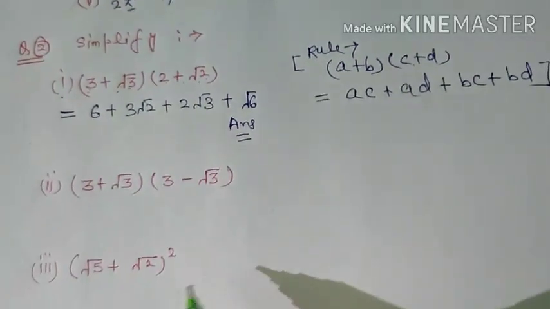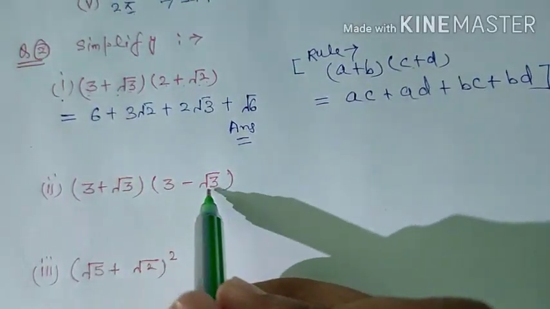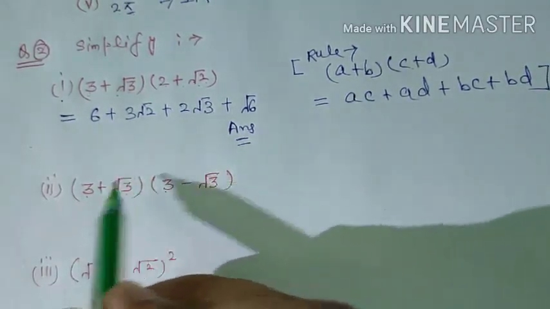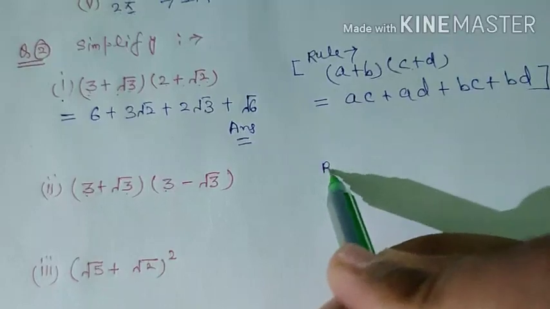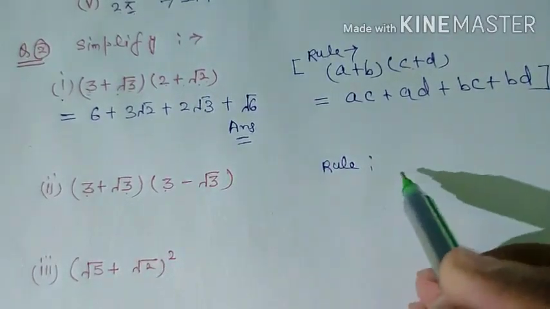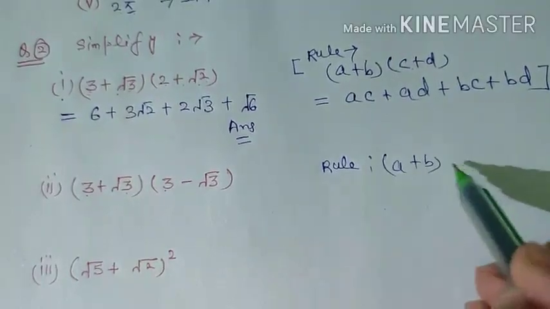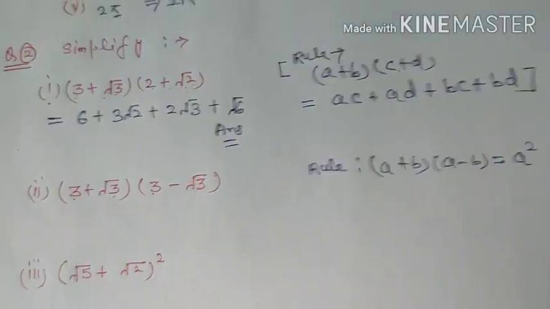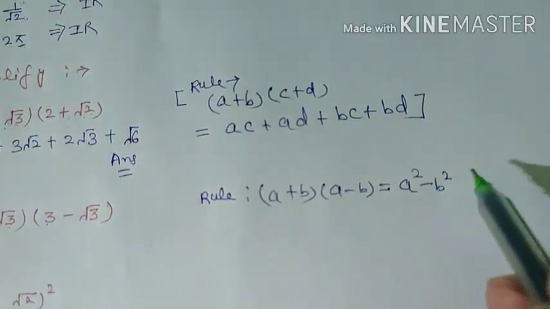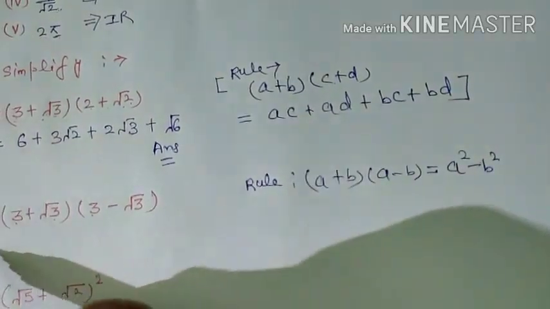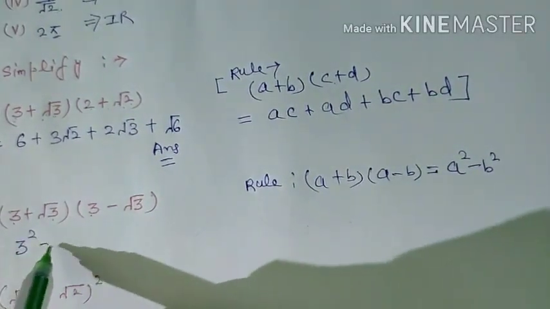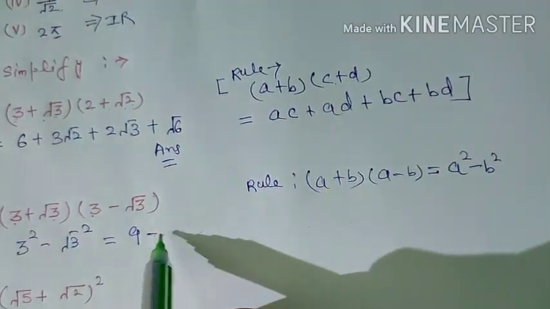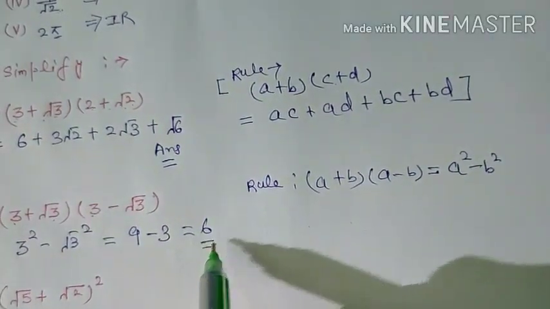Now another one, 3 plus root 3, 3 minus root 3. First term same, second term same, only sign is different. So there is one more rule which you can use here. A plus b, a minus b will give you a square minus b square. We will apply this rule here. So 3 square minus root 3 square. This will give you 9 minus 3, it means 6 is the answer.